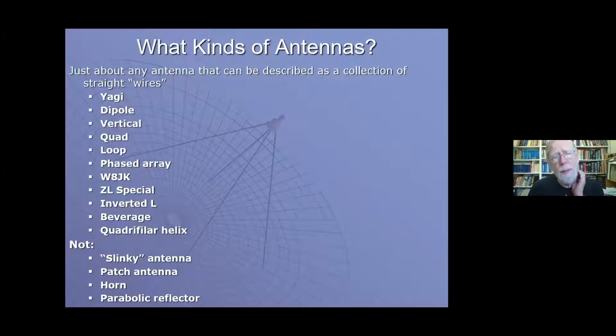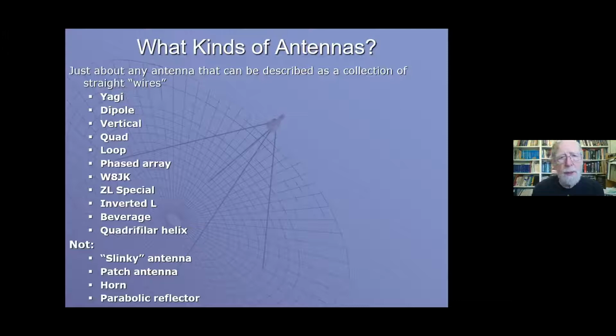And you can model just about any kind of antenna that you can describe as a collection of straight wires, and some of them are listed here, just a few of them. They don't have to be any of these classes at all. The things that it does not do very well or can't do at all are slinky antennas, because you've got a huge number of turns in the coil.